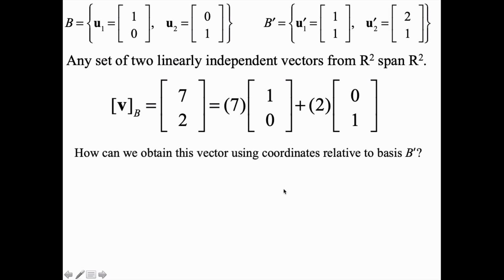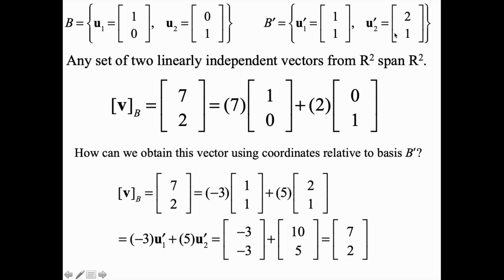But the question comes about, how can we obtain this vector? That is, how can we get to the same location using coordinates relative to a different basis, namely basis B prime? That is, how many of this vector u1 prime, how many of this vector u2 prime, when put together, will get us to the same place? Well, with this type of scenario, it's 2 by 2. You could probably just think it through and do a little trial and error. And if you think about it long enough, you'll come up with the following. To get (7, 2), you simply take -3 of this new basis vector (1, 1), plus 5 of the second new basis vector (2, 1).